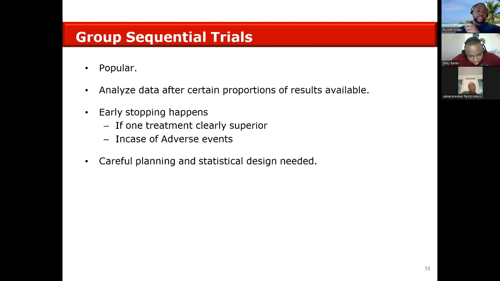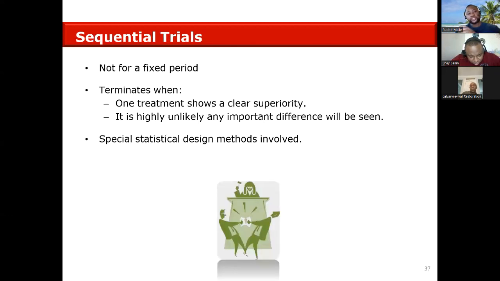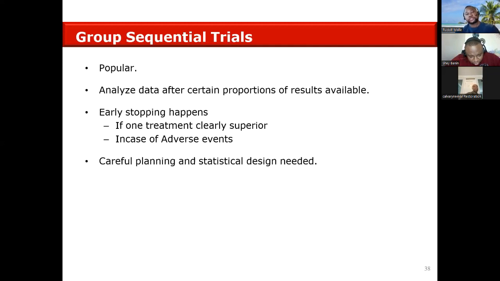So early stopping happens when, of course, one treatment has been declared as clearly indicated as superior. Just like what we had at the sequential trials, the group sequential trial, of course, means that they're having more groups of patients coming in.